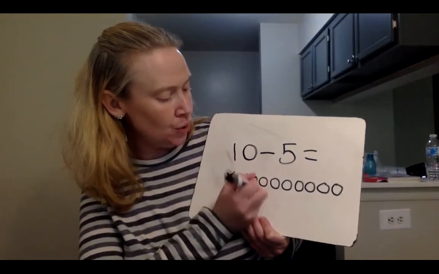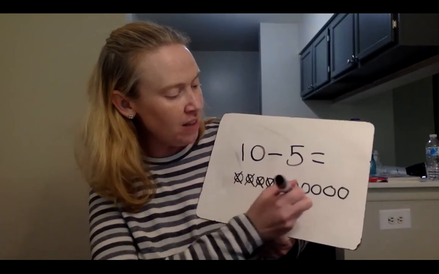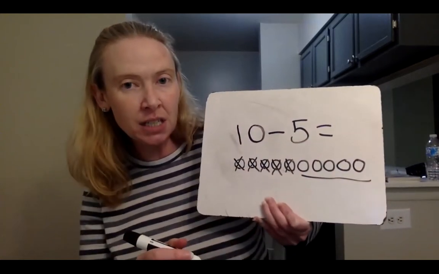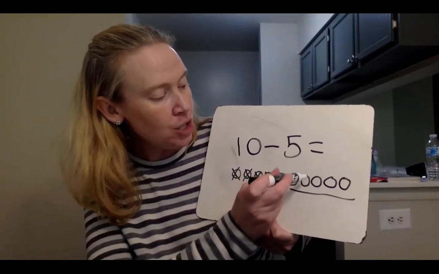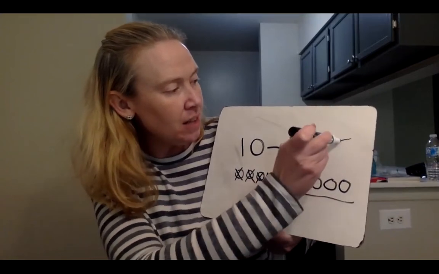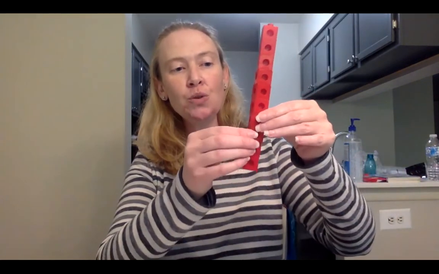1, 2, 3, 4, 5. Friends, how many are left? Let's count. 1, 2, 3, 4, 5. Also, if I want to use my fingers, I can hold up 10 fingers. Take away 5. How many are left? 1, 2, 3, 4, 5. If you said 5, you're super awesome and you got it right. And then if I have my tower of 10 and I take away 1, 2, 3, 4, 5, oh, I have 5 left. Awesome sauce.